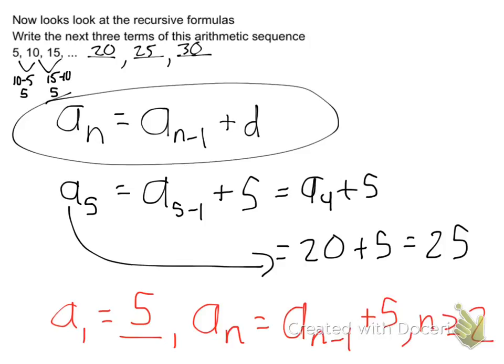That's our equation. But this equation and the one for the explicit formula have the same two components, A1 and D. So wait a minute. If they both use A1 and they both use D, can you switch from one form to the other? And the answer should be yes, either way.